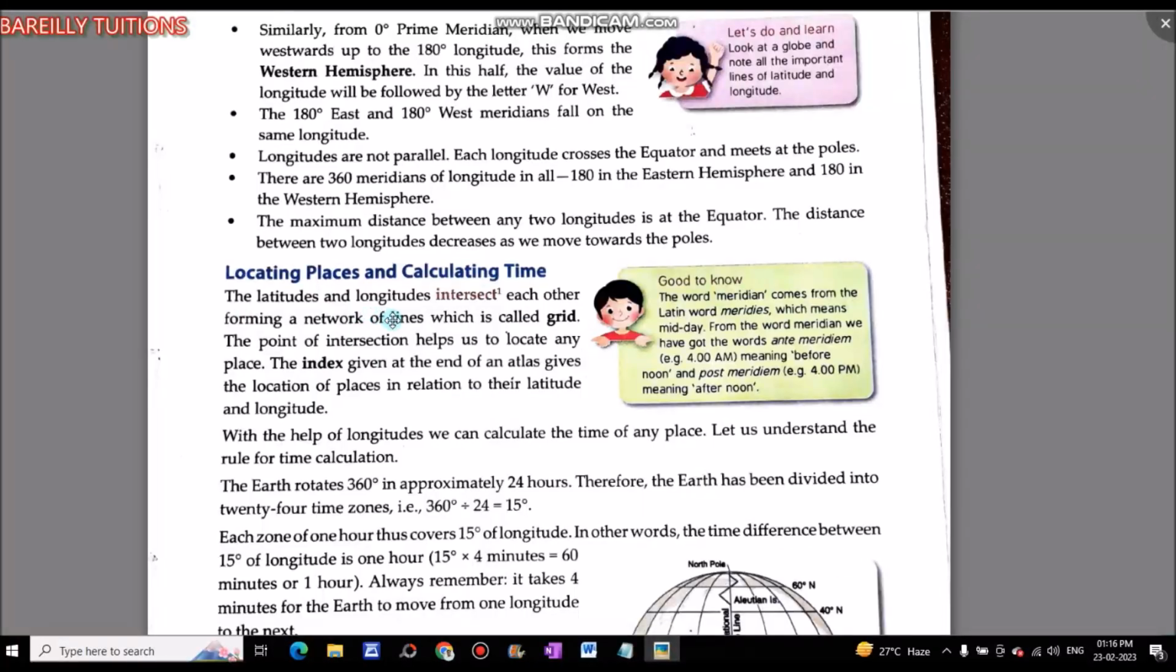Locating places and calculating time. The longitudes and latitudes intersect each other, forming a network of lines which is called a grid. The points of intersection help us to locate any place. The index given at the end of an atlas gives the location of places in relation to their latitude and longitude.